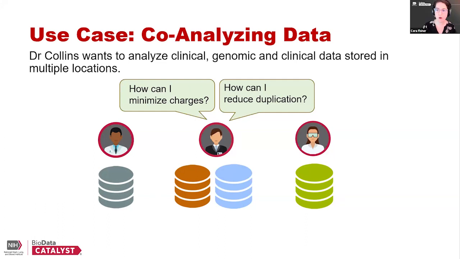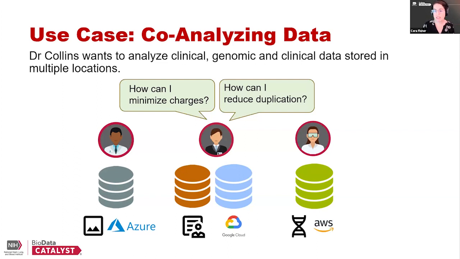The other thing is these data are stored in different places. So let's say the imaging data is stored on a Microsoft Azure cloud platform, while the clinical traits, the phenotypic data, is all stored on a Google Cloud volume owned by another collaborator. And the genomic data is all stored on Amazon Web Services, where another collaborator has a volume.